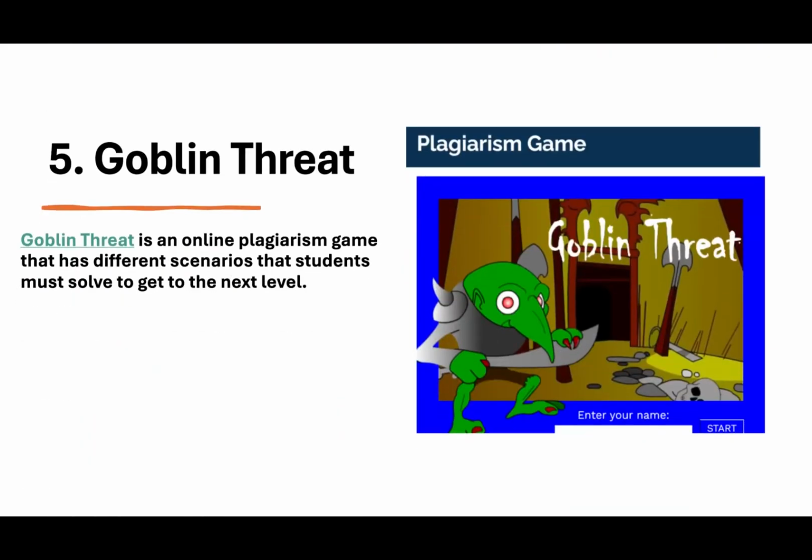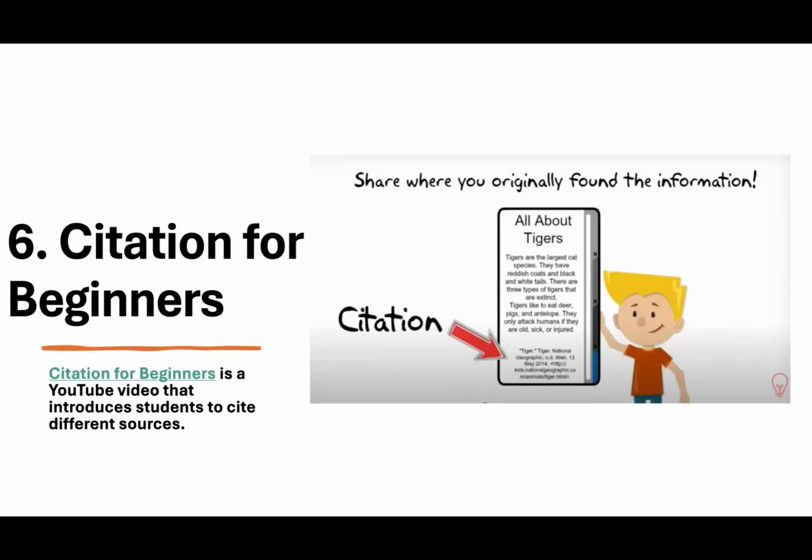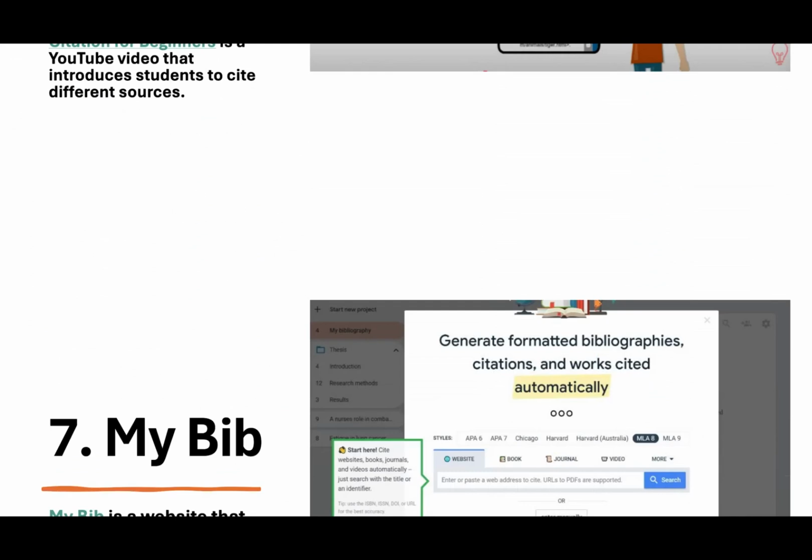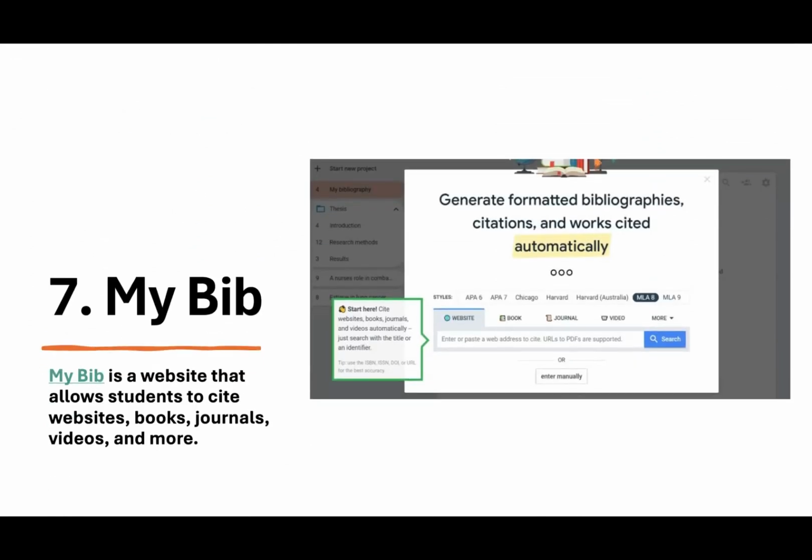Goblin Threat is an online plagiarism game that has different scenarios that students must solve to get to the next level. Citation for Beginners is a YouTube video that introduces students to citing different sources. MyBib is a website that allows students to cite websites, books, journals, videos, and more.